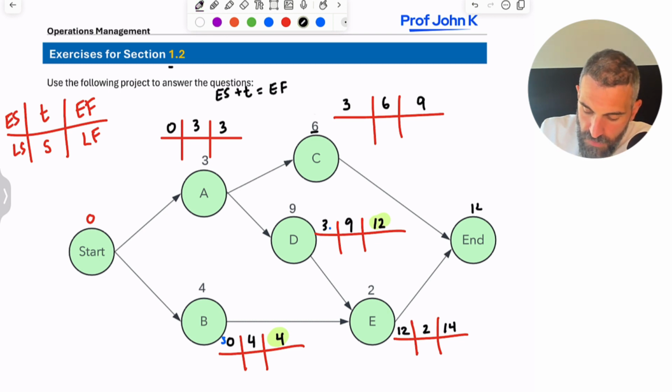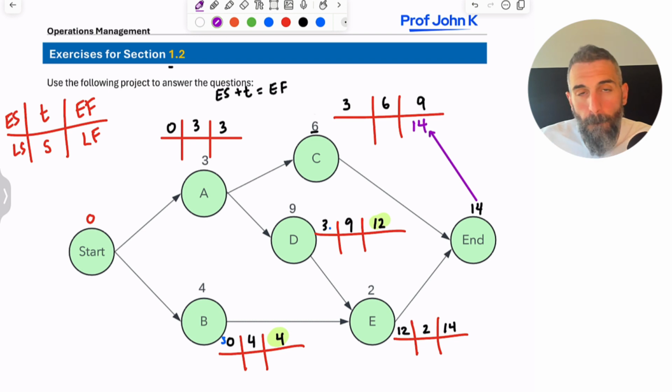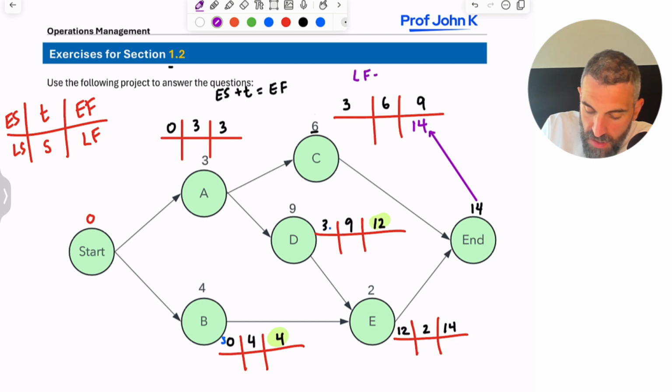So what that means for us, this 14 is going to become the late finish for every activity at the end. So activity C has to be finished by week 14. And if it is, the project will be finished on time. So now you're going to do late finish minus time gives you late start. Again, think of it logically, right? For activity C, which is going to take us 6 weeks, to finish it by week 14, you have to start it by week 14 minus 6 is 8. So this has to be started by week 8.